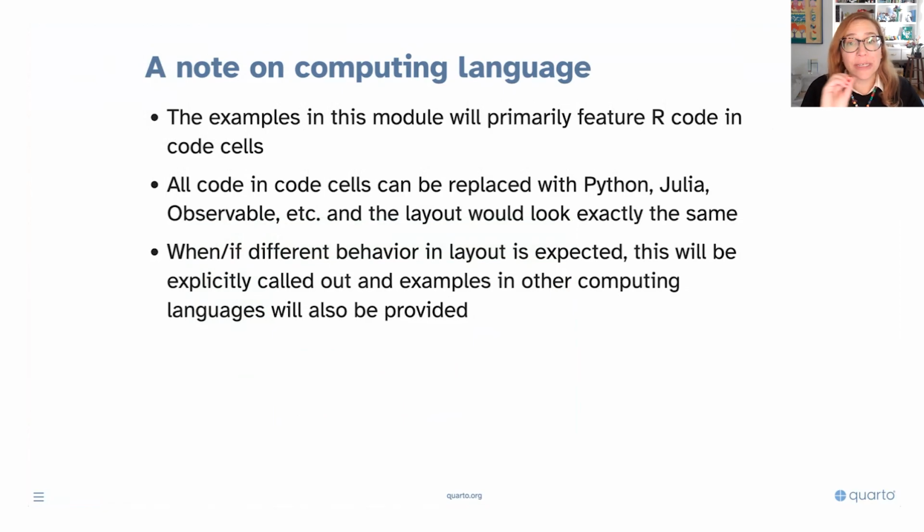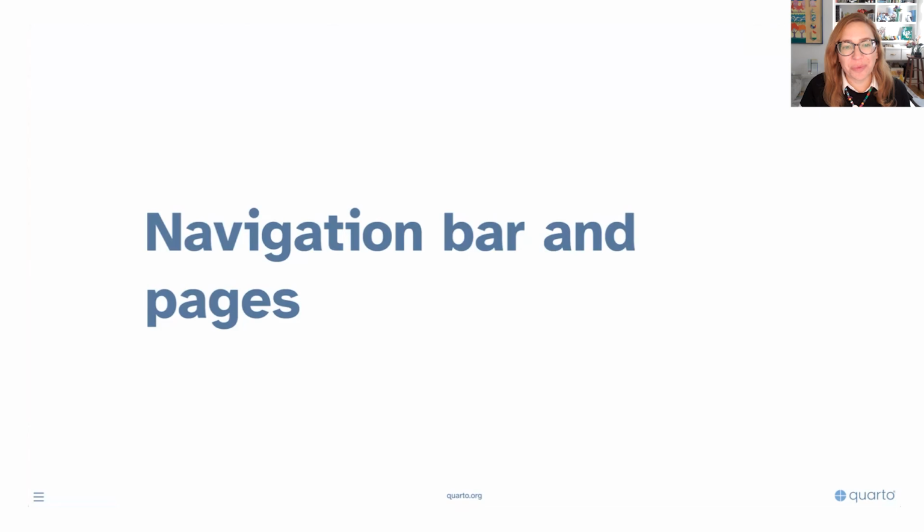Throughout this video, I'm going to give some examples of dashboard components and layout and what might go into these cards. So we are going to see some code cells as well. The examples will primarily feature R code, but all of the code in these cells can be replaced with a Python version, a Julia version, or an Observable version, and the layout would look exactly the same, except in a couple places, particularly when we get to value boxes. I'll call out that to do something that we're first shown in R and Python, we may need slightly different syntax. So we'll have callouts for those of you following along in Python. All right, let's start with navigation bar and pages.